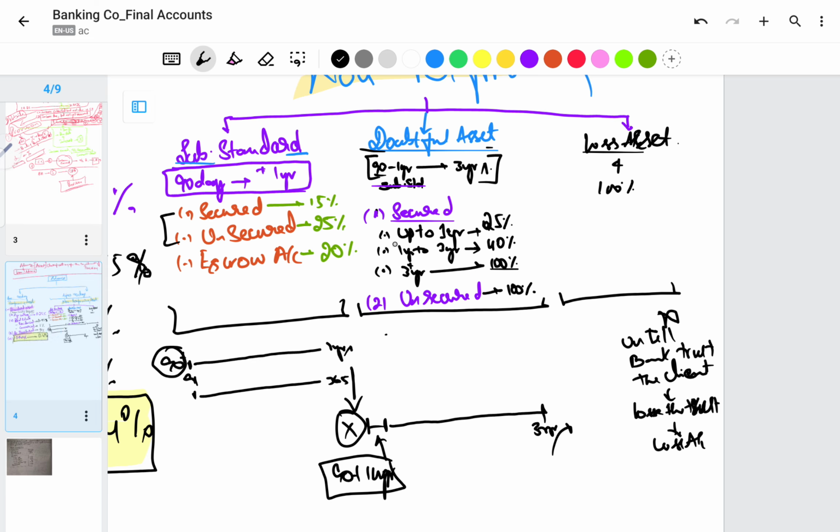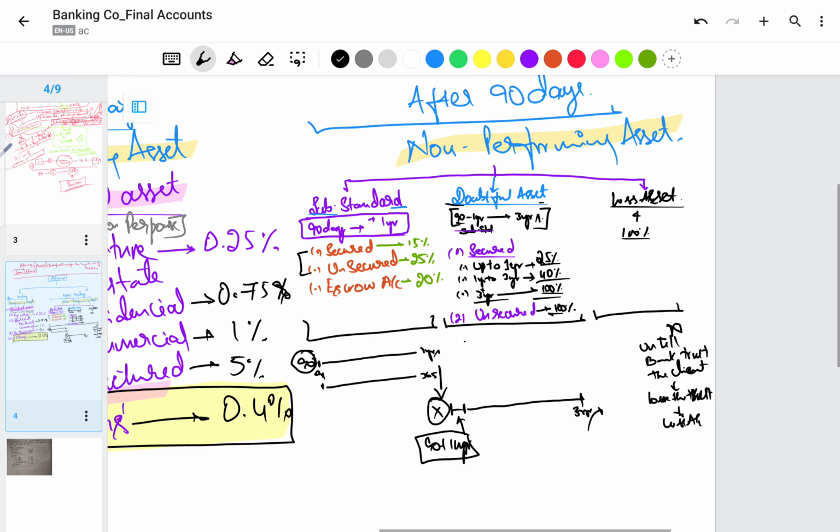Under the secured category we have a timeline of up to 1 year with 25% provision, 1 year to 3 years with 40% provision, and more than 3 years with 100% provision. Under the unsecured category, 100% provision. Loss assets, 100% provision.